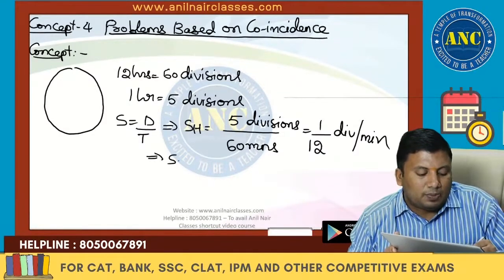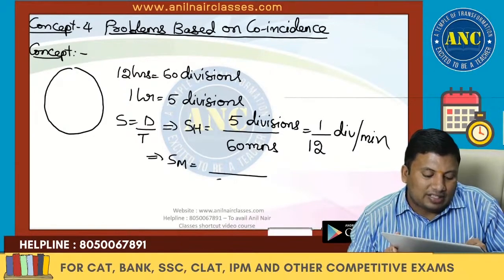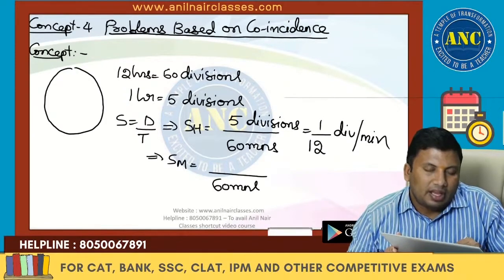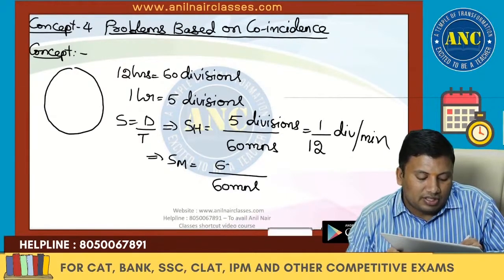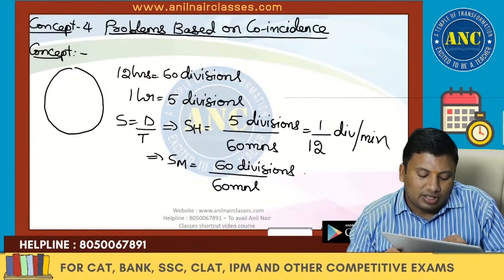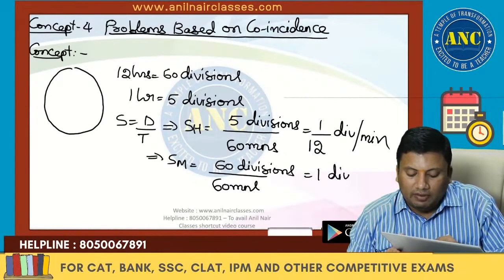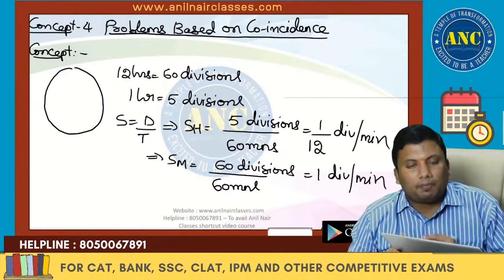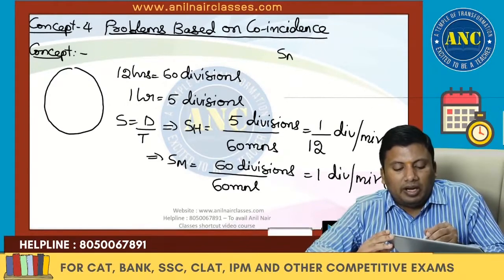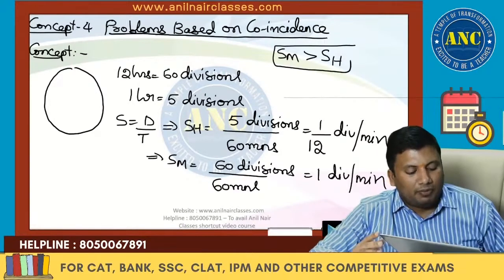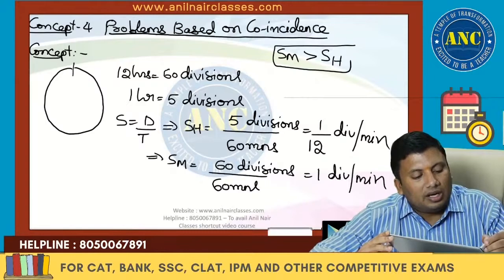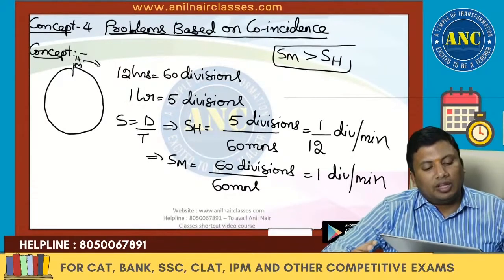If I take the speed of the minute hand, in every 1 minute the minute hand will go 1 division. So in 60 minutes, it will go 60 divisions. That means it is 1 division per minute. That means the speed of the minute hand is greater than the speed of the hour hand. Initially, both of them are together at 12 o'clock. Both of them are moving in the same direction.